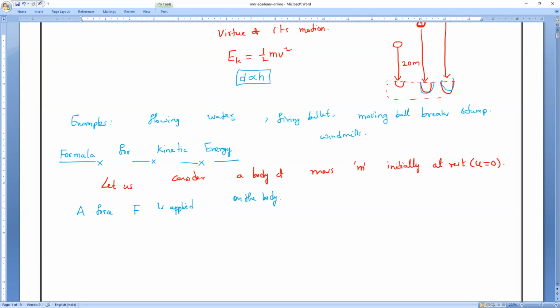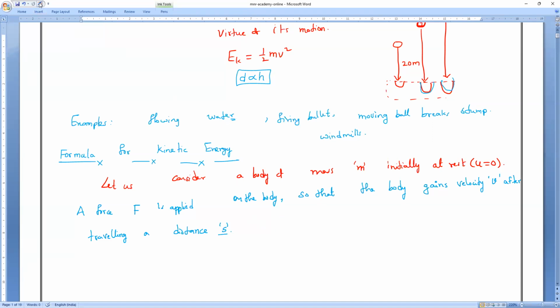A force F is applied on the body so that the body's velocity changes. Does the velocity increase or decrease when force is applied? It increases. So let me take that the velocity is v after traveling a distance. What is the symbol we use to represent distance? S. After traveling a distance S.